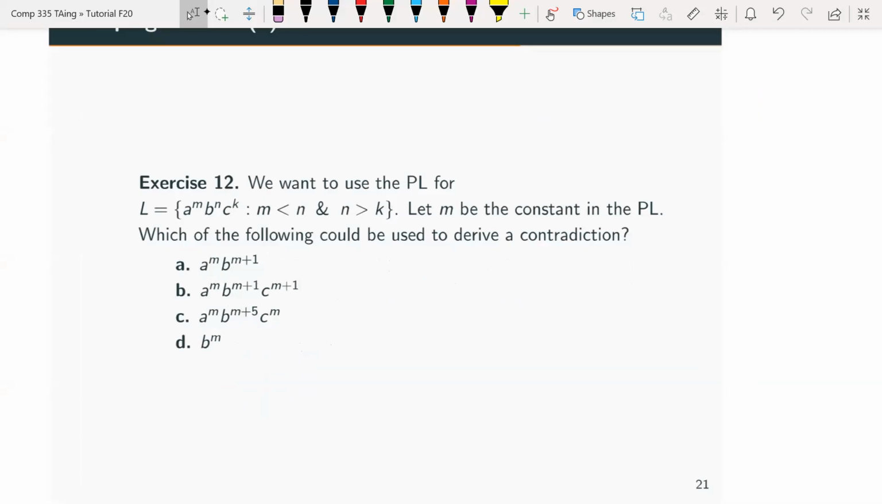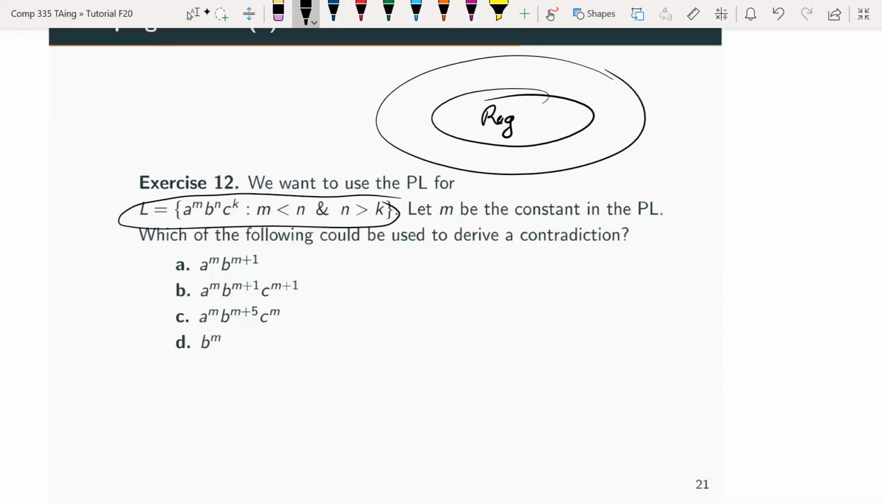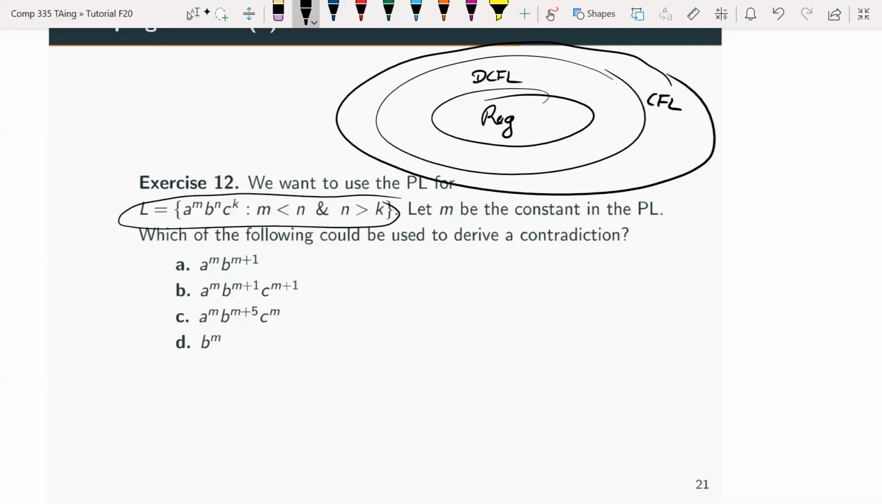So we want to use the pumping lemma to show that the language here is not context-free. Let me redraw the diagram that you've seen, in this case, 12 times now. This is the set of regular languages. This is the set of deterministic context-free languages. This is the set of context-free languages. And now we want to be somewhere here. So how do you show that? You need to use the pumping lemma for context-free languages.